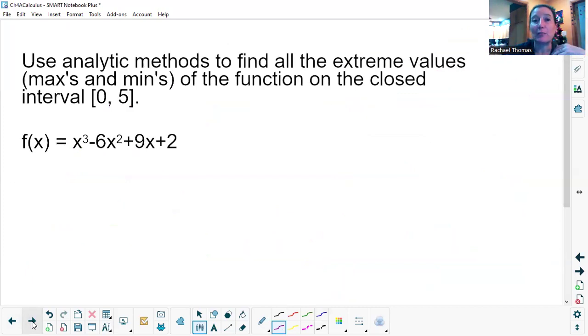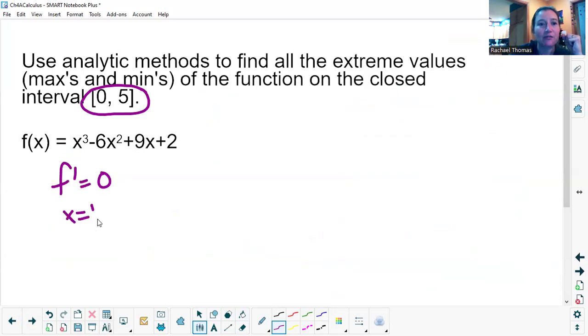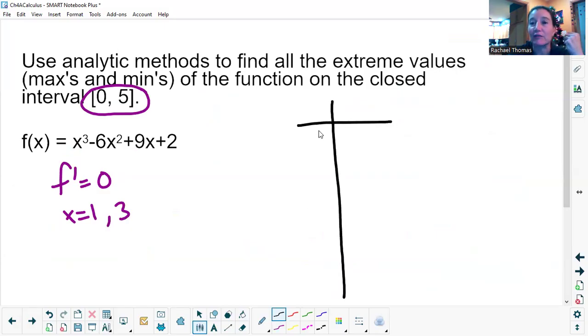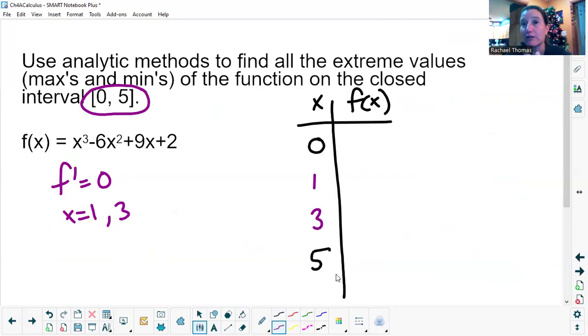Last part of this problem. Let's say you get the same problem, but instead of just saying find all the maxes and mins, your teacher says on this closed interval 0 and 5. So now you would start this problem the same way. I'm not going to redo it, but you figured out that x equals 1 and 3. But now we've got to consider that the endpoints of my domain might also be where an absolute max or min occurs. So the endpoints of my domain, 0 and 5, as well as any critical points that I've found, I'm going to put those all on this chart and call this a candidates test. I have 4 candidates for where a max or min might occur, and it's these 4 x values.